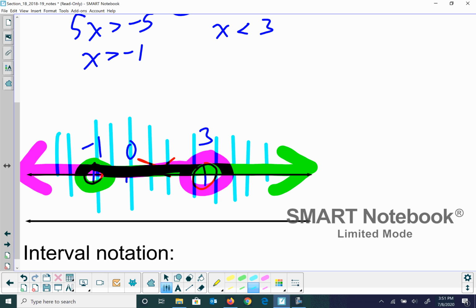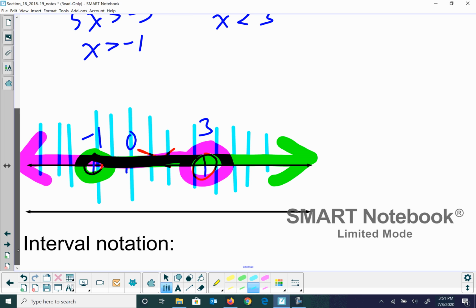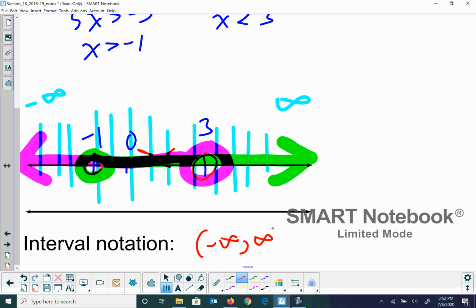Even the open dots would work. So the -1, if I plugged it into the other equation that got the 3, it would work. The 3, if I plugged it in the equation that gave me the -1, it would work. So this is an OR problem. So this is going to go to -infinity. This is going to +infinity. And let's change pens. So my interval notation is -infinity to +infinity. Remember both rounded brackets on that because we can't get to infinity.